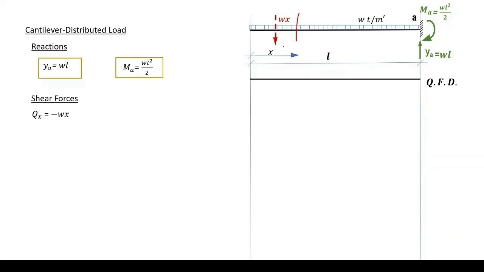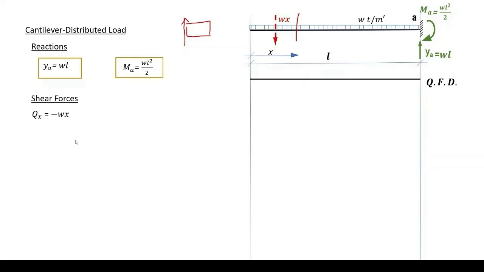And please note that the positive shear notation is computed from the left hand side. The shear heads upwards, so it has a negative sign here because it is heading downwards.